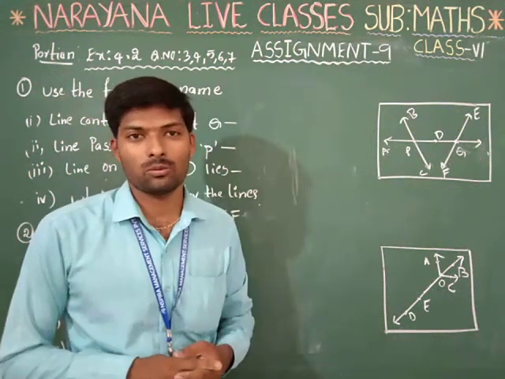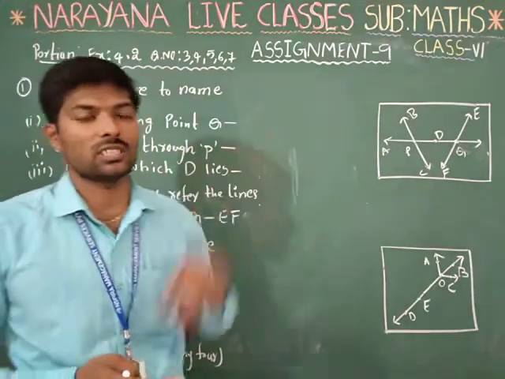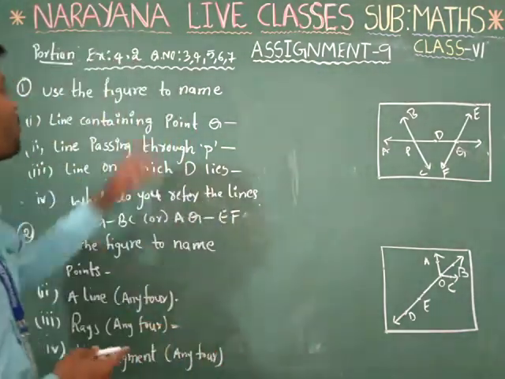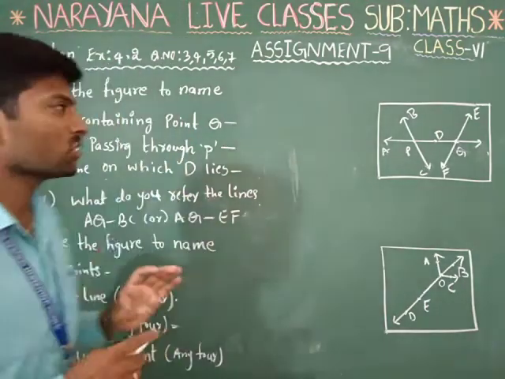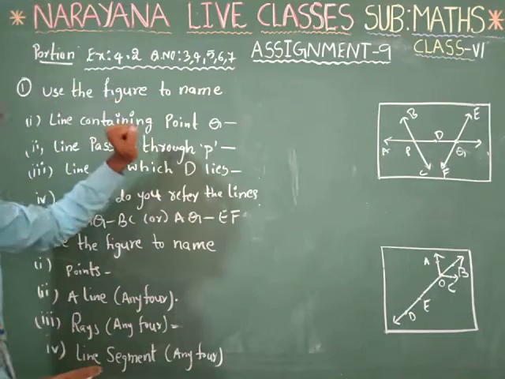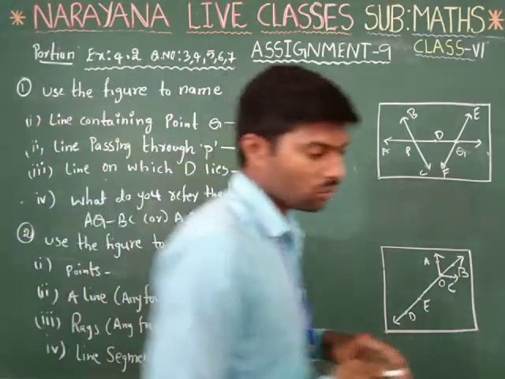Today I am going to explain about assignment 9 from 6th class. The topic is exercise 4.2, the question number 3, 4, 5, 6, 7. So let us discuss the first assignment question. Use the figure to name. The relevant figure and 4 relevant questions are given.